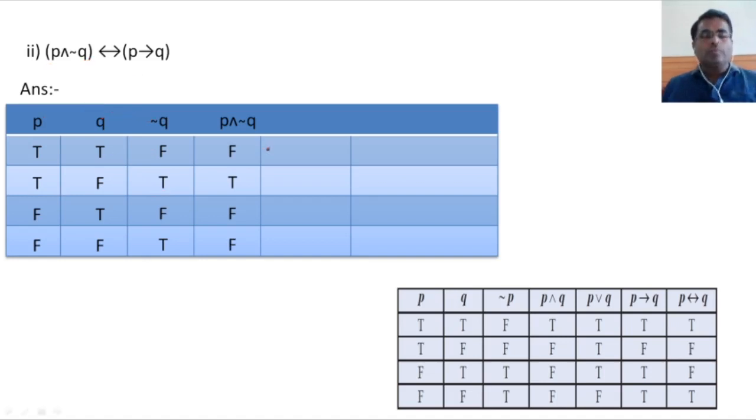Then next we have to consider P implies Q. For P implies Q we have these standard values: true, false, true, true. So they come here as they are, true, false, true, true. Then at last you have to consider the double implication between these two, that is, this and this. For double implication, with both directional arrows, we have seen that if both statements are true then the resultant is true, and if both statements are false then the resultant is true.